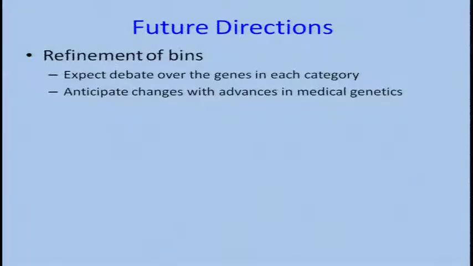I expect that there's going to be vigorous debate over the binning structure that we proposed, which genes should be in which category. Should we even have this many categories? Should there be more categories or fewer categories? I think that as we learn more about medical genetics, we're going to see some changes. Things that are in bin 3 right now are going to get moved up to bin 2 or bin 1. Things that are in bin 2 will get moved to bin 1 as we learn about what we can actually do about these conditions.